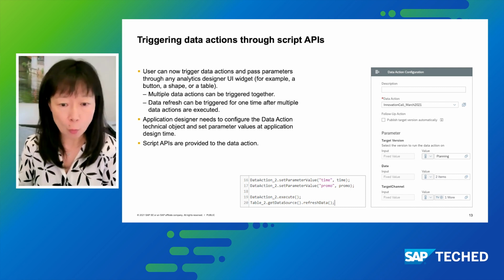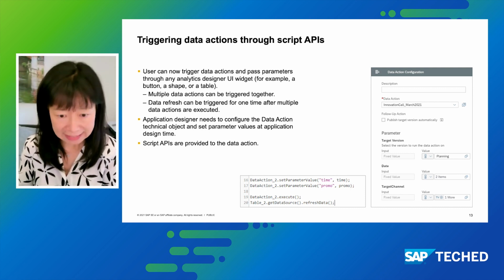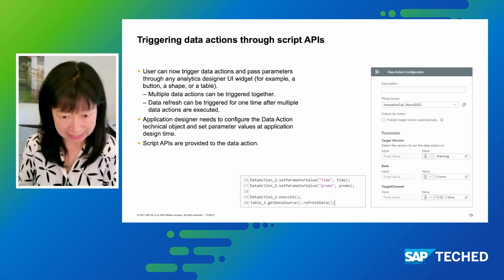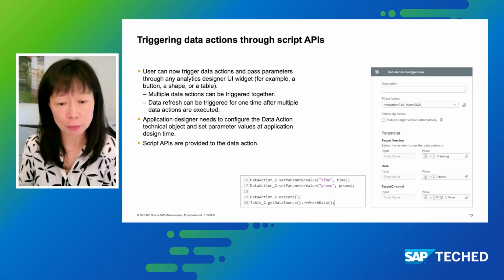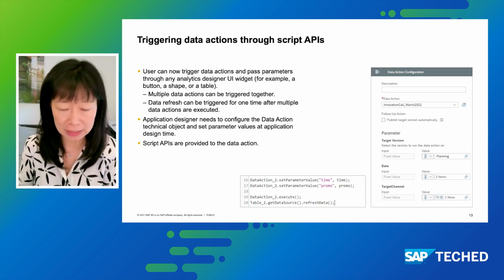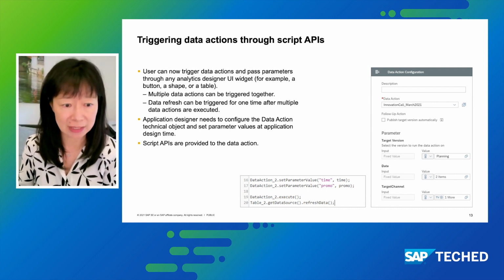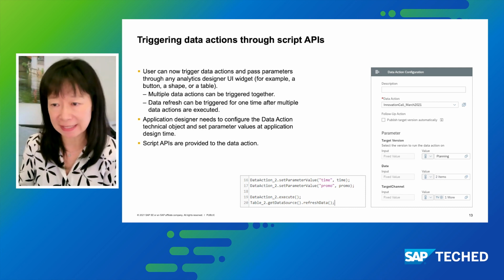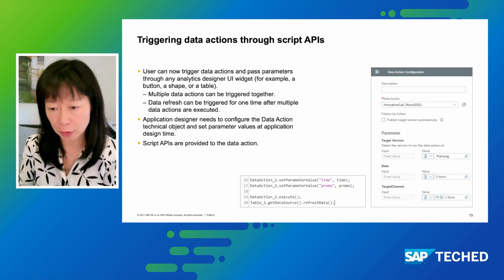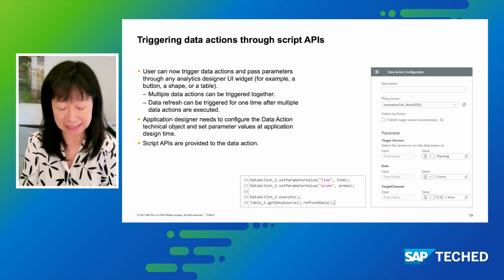For that, within one event, or within one onClick event, you can trigger multiple data actions one by one. And we can also trigger the data refresh on purpose, like here. For example, you trigger data action 1, 2, 3. When it's finished, then you trigger the table to get refreshed. With that, you can also get performance advantages. And for triggering data actions, you need to configure the data action technical component at design time. With this, also configure the parameters already at design time.